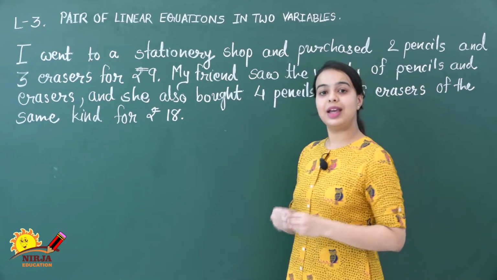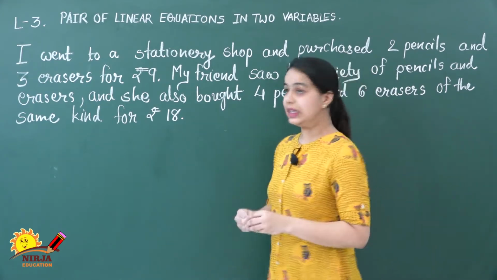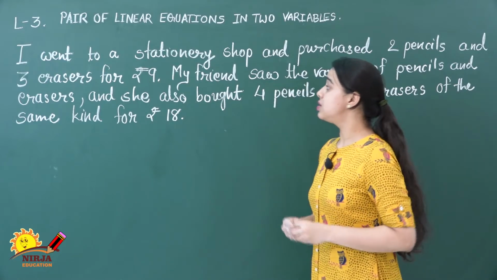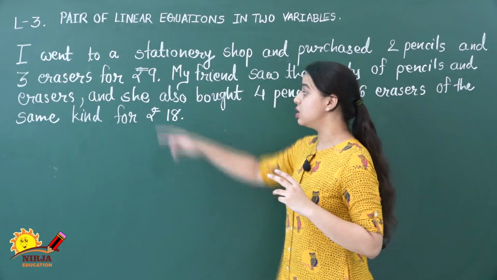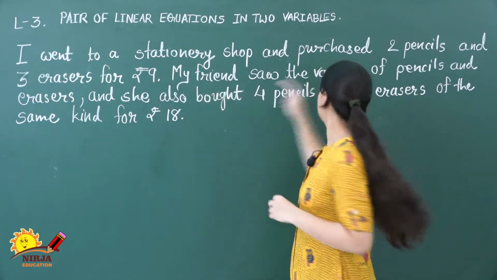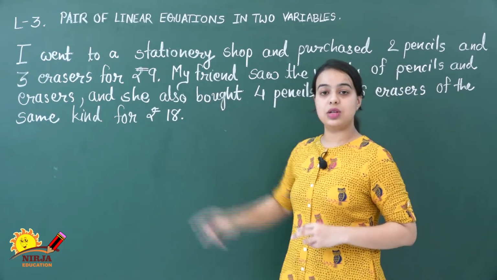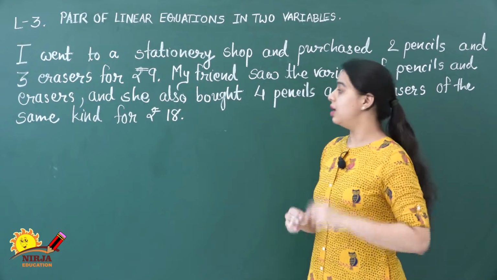As you can see here, I have written one scenario, and it is like I went to a stationery shop and purchased 2 pencils and 3 erasers for ₹9. That means 2 pencils and 3 erasers I purchased for 9 rupees.